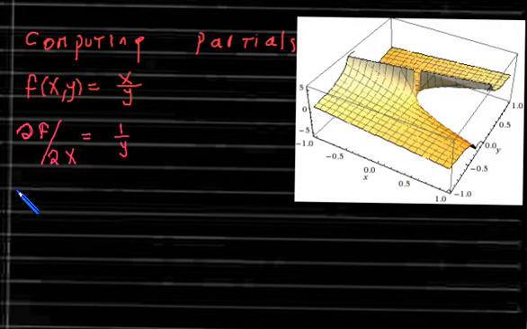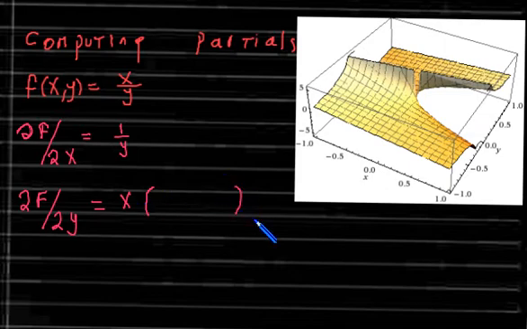Now I want to compute the partial of f in respect to y. I am going to treat x as a constant, so this is just going to be x times the derivative of 1 over y. So I have to take the derivative of 1 over y. What I'm going to do is use the so-called quotient rule for that.